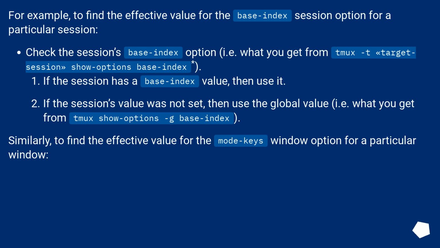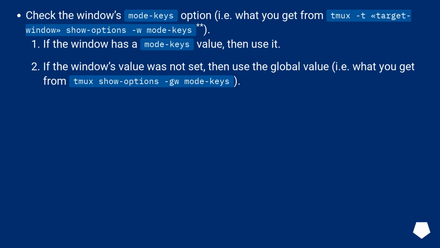Similarly, to find the effective value for the mode-keys window option for a particular window, check the window's mode-keys option, i.e. what you get from tmux show-options -w -t target-window mode-keys. If the window has a mode-keys value, then use it. If the window's value is not set, then use the global value, i.e. what you get from tmux show-options -gw mode-keys.